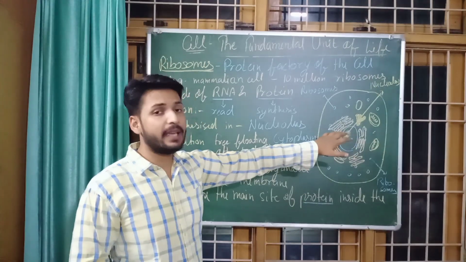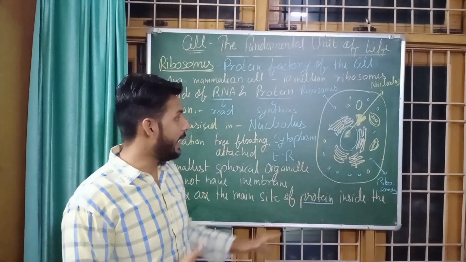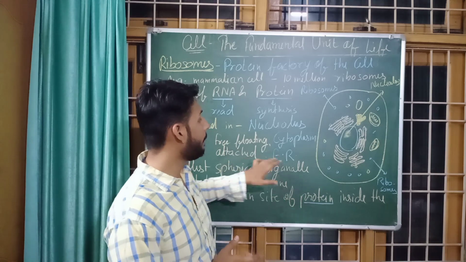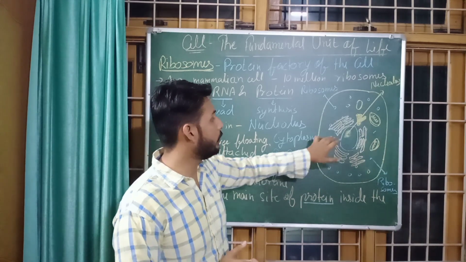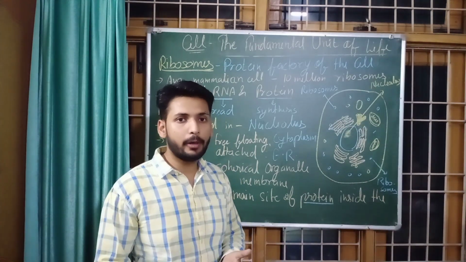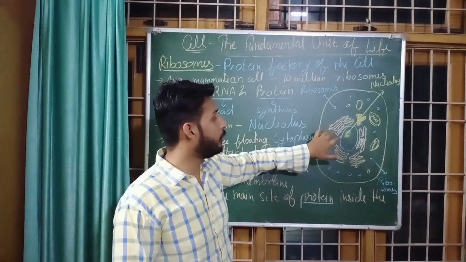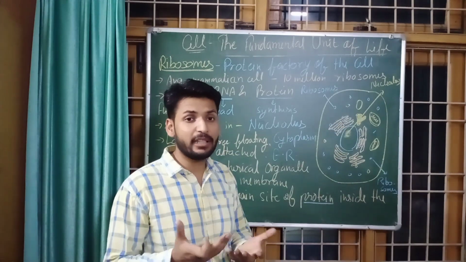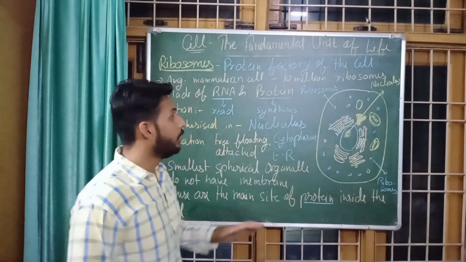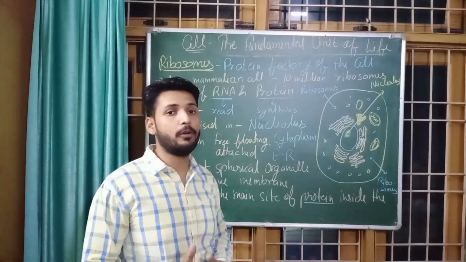So these are free floating inside the cytoplasm of the cell, and some are bounded to organelles. Which is the organelle? Endoplasmic reticulum. They are bounded to endoplasmic reticulum and form rough endoplasmic reticulum. We have studied about rough endoplasmic reticulum, right? So here we saw that on the rough endoplasmic reticulum ribosomes are attached. That is why its surface is rough and it is known as rough endoplasmic reticulum. Got it? So these are present inside the cell as free floating as well as attached to endoplasmic reticulum.